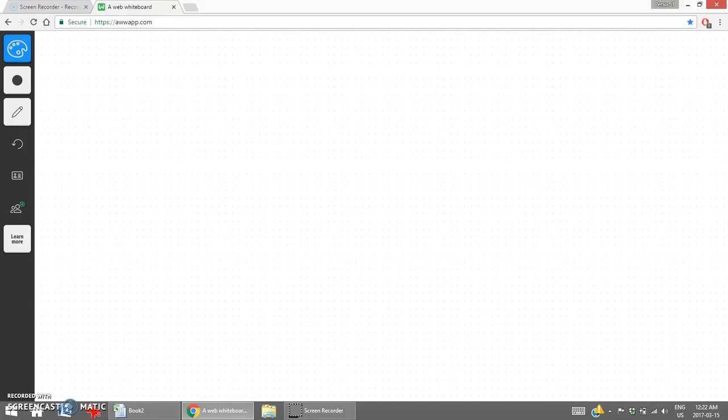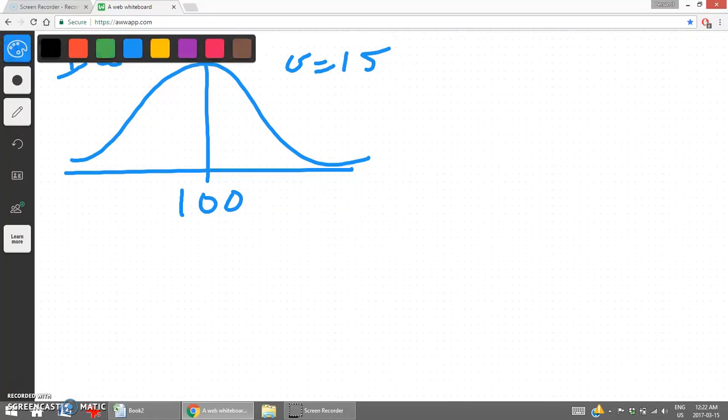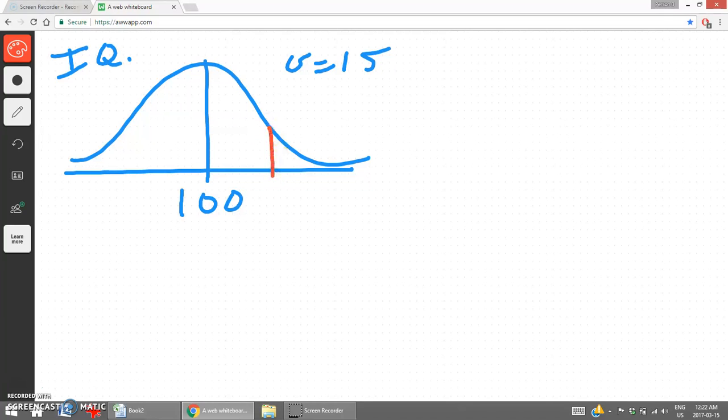Let's use the example of a population, IQ for example. IQ in the general population has an average of 100 and a standard deviation of 15. In our last section we talked about calculating a probability that a random individual selected from this population has an IQ greater than a certain value. Let's make that 115 just for ease of our calculations.